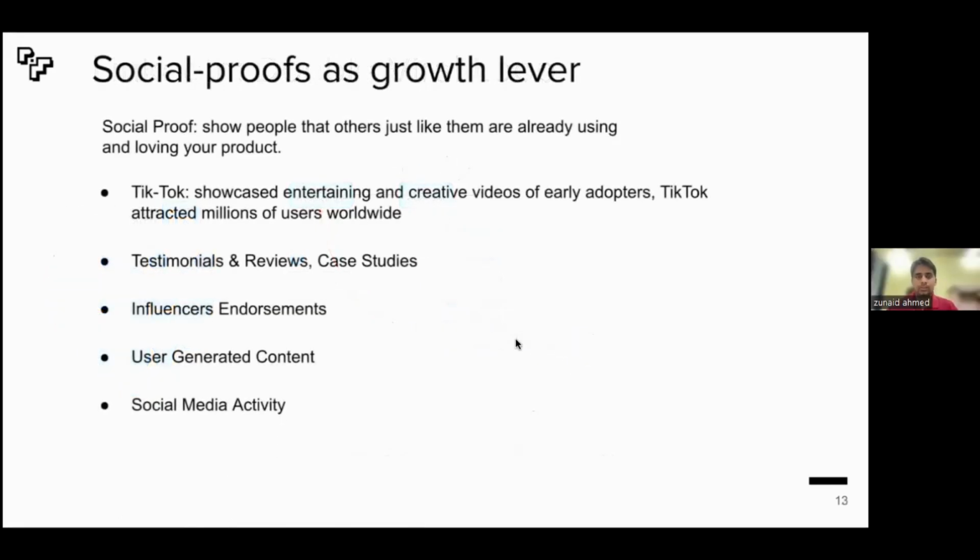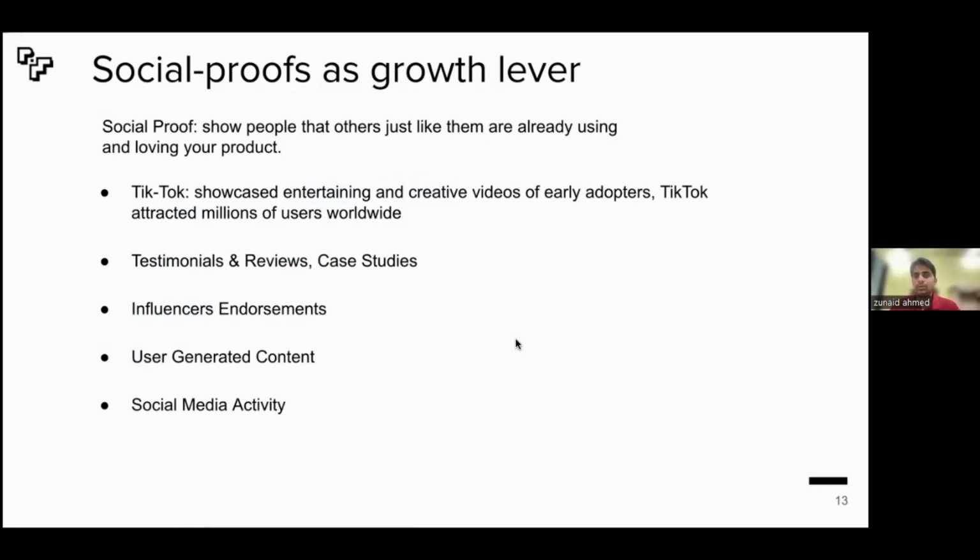Yeah, so coming to another growth lever. A lot of people use social proofs also as a growth lever, where people just try to show other users that, hey, people are loving this particular product. Something like what TikTok did by getting in a lot of early adopters, by helping them create interesting videos. Then other people would fall in line and say, hey, are we missing something interesting? We should also create videos and so on.